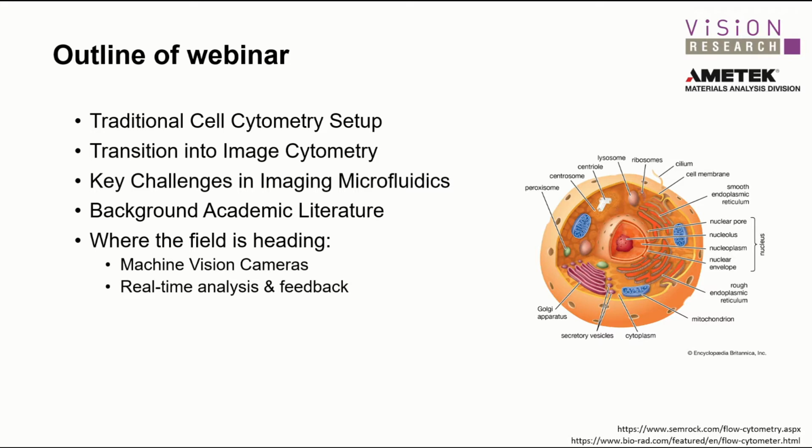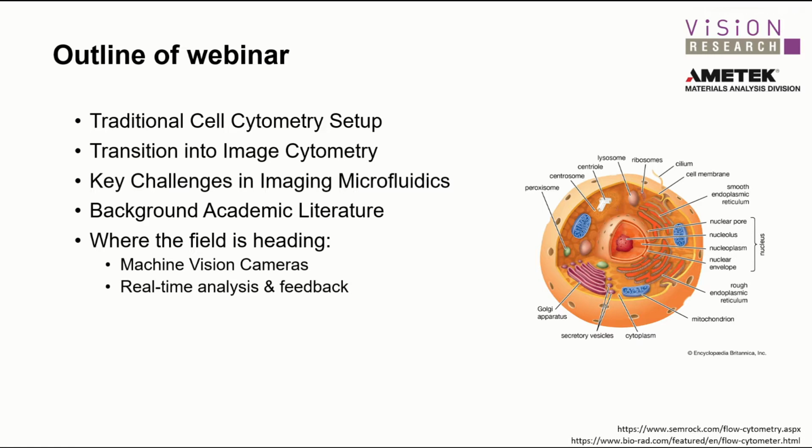Then I'm going to talk a little bit about the key challenges of high-speed imaging and why it's important to understand the challenges and also the ways to overcome them. I'm going to show you a couple examples from literature to give you an idea of how it works. And then I'm going to give you my perspective on where I think the field is heading. And this will deal with what are known as machine vision cameras and real-time image analysis and feedback.